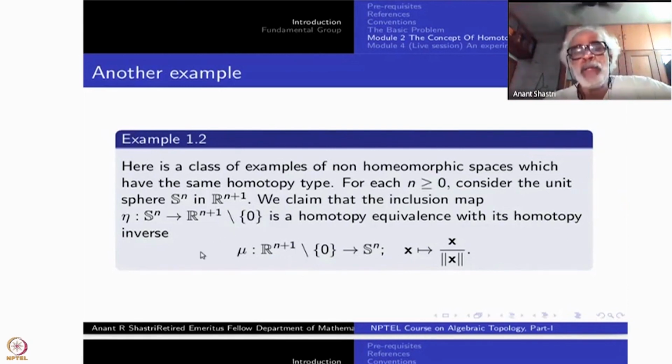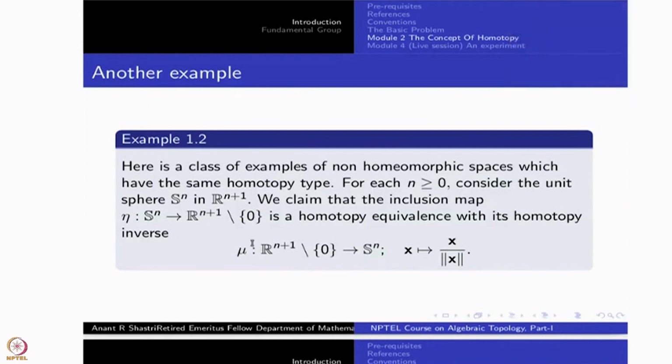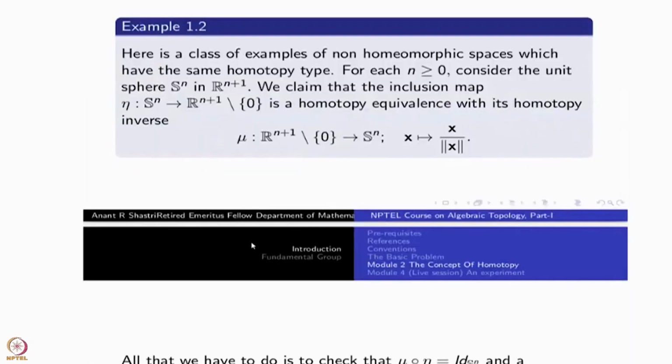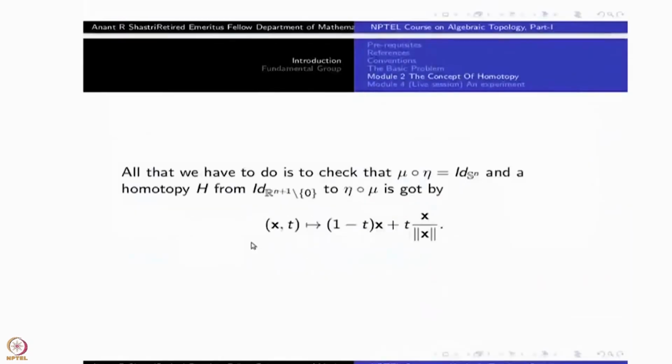One way is clear, namely you take a unit vector, think of it as a non-zero vector here. If you divide by the norm, you get the same vector, because the norm is already 1. So that means mu composite eta is actually the identity. What you have to show is that eta composite mu is homotopic to the identity of Rn plus 1 minus 0. So this is what you have to show, right? So that is this homotopy.